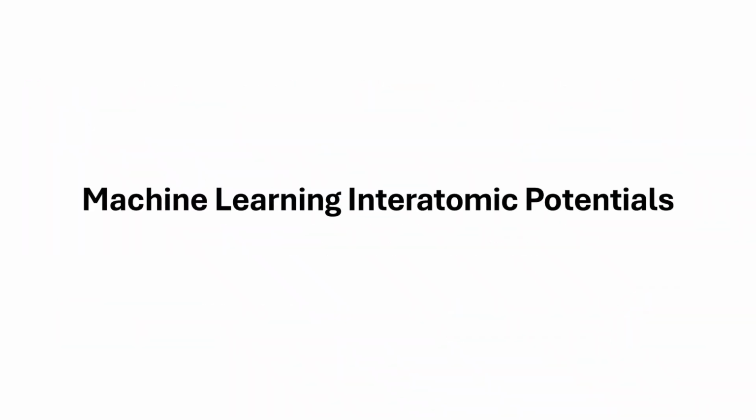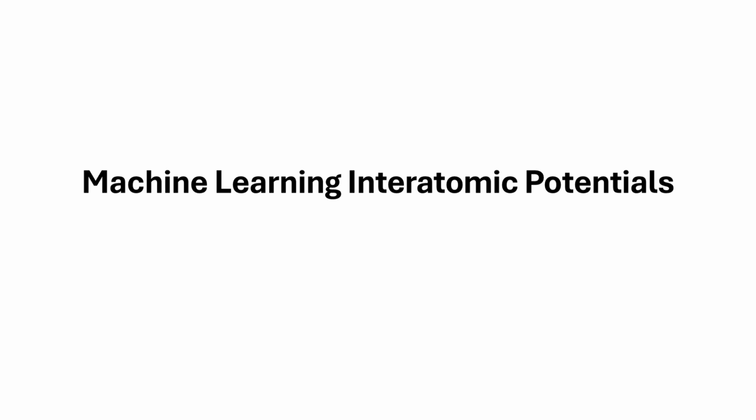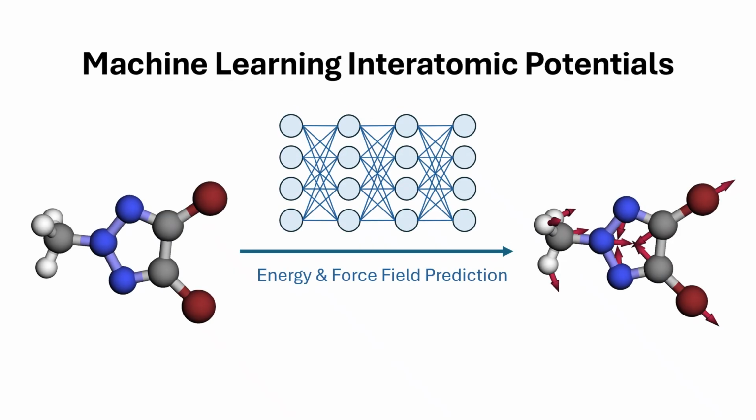So what is Machine Learning Interatomic Potentials? A machine learning interatomic potential is a data-driven interatomic potential trained on quantum mechanical data to predict atomic energies and forces, enabling molecular simulations with near ab initio accuracy at far lower cost.